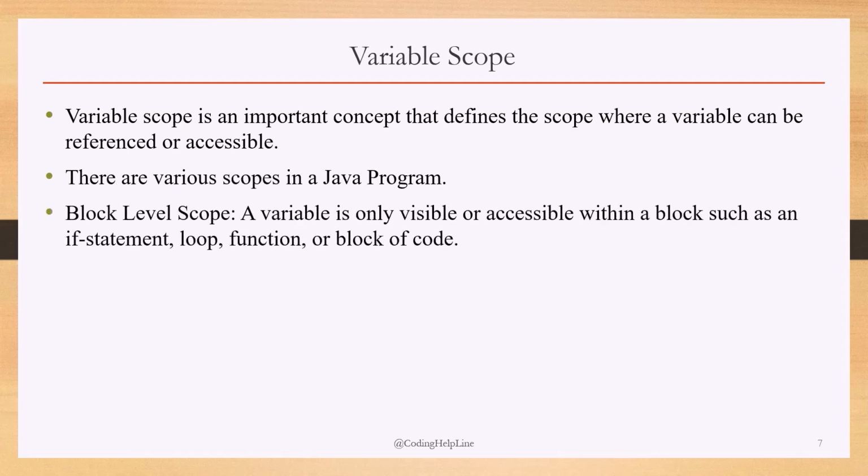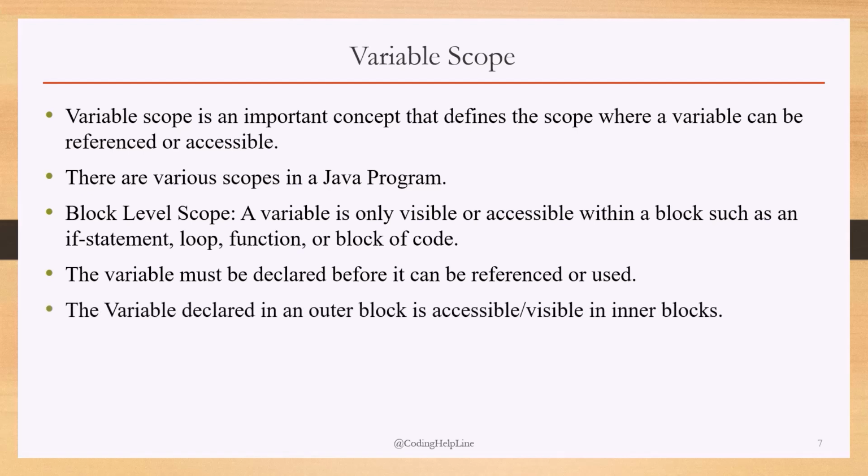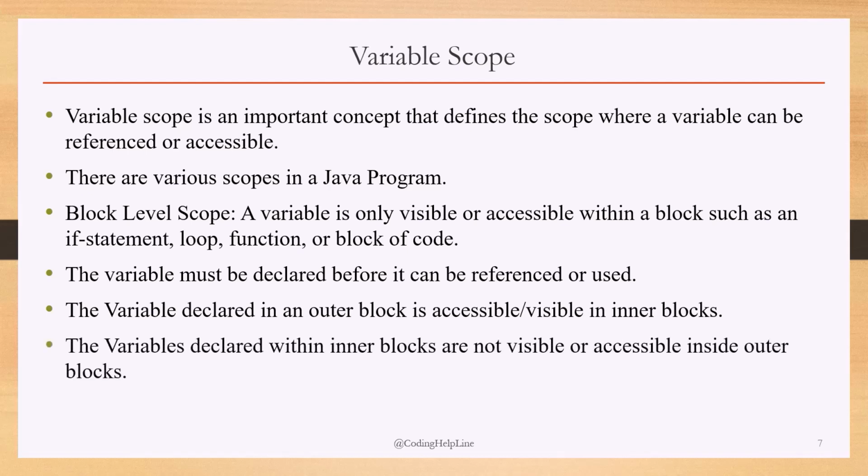For example, block level scope. A variable is only visible or accessible within a block, such as an if statement, loop, function, or a block of code. A variable must be declared before it can be referenced or used. This is mandatory. You must declare and even initialize a variable before you can use it within the program. The variable declared in an outer block is accessible and visible in inner blocks, but the variables declared within the inner block are not visible outside of that particular block.